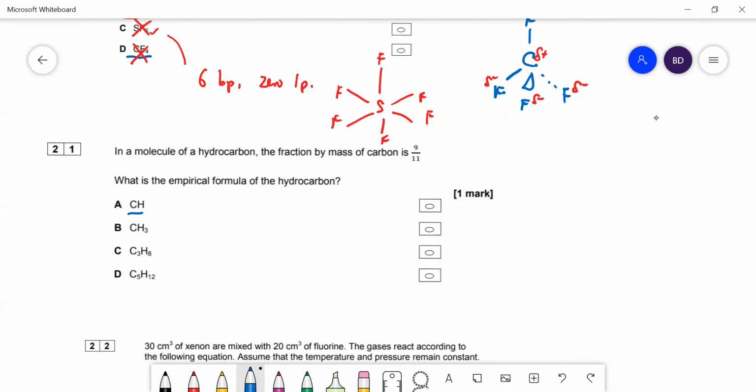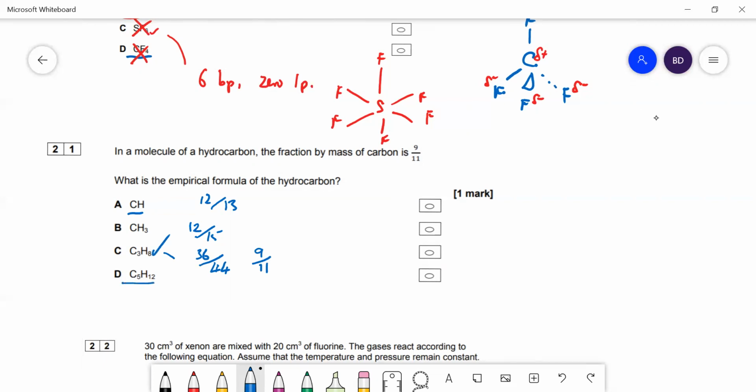Now for this one, what's the fraction carbon? Well, carbon's 12, hydrogen is 1, so that's going to be 12 over 13, 12 plus 1, that's not it. This one is going to be 12 over 12 plus 3, 12 over 15, that's not it. This one is going to be 3 times 12 is 36, and the whole thing has an Mr of 44, so 36 over 44. That is 9 divided by 11. That's the one.